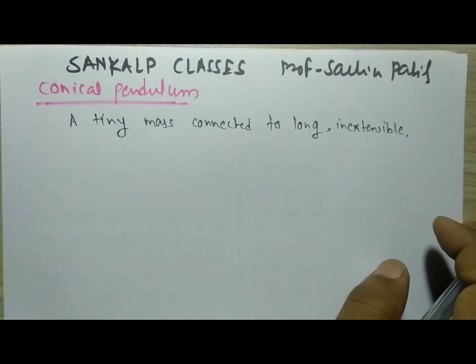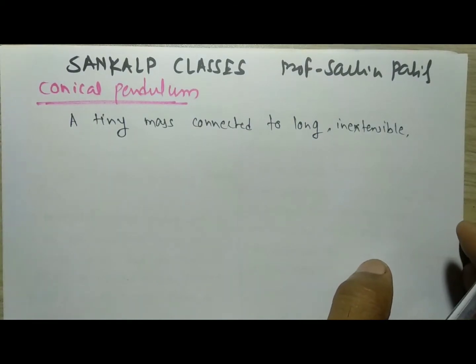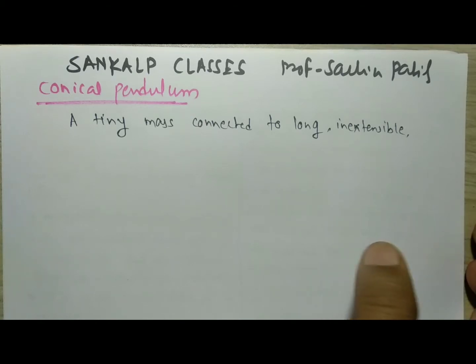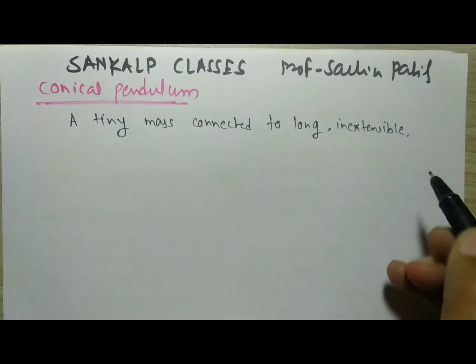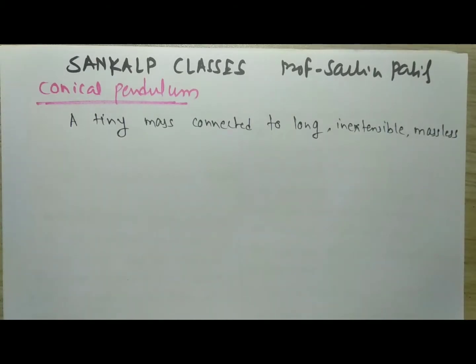Inextensible means what? There will not be any extension. When we attach a mass to that string, there will be no extension or elongation in the string. At that time it is called inextensible, massless. That means the string does not have any mass. But in the universe there is no substance which doesn't have any mass. Therefore everything, even very light things like a small needle, as well as any element, electron, proton, all matter which exists in the universe has a small mass.